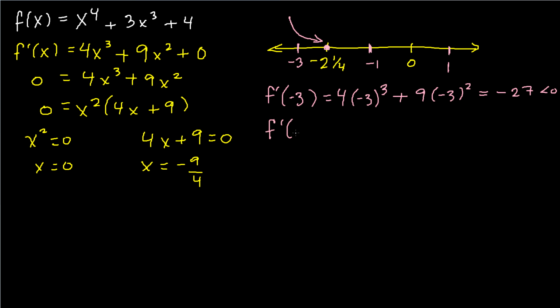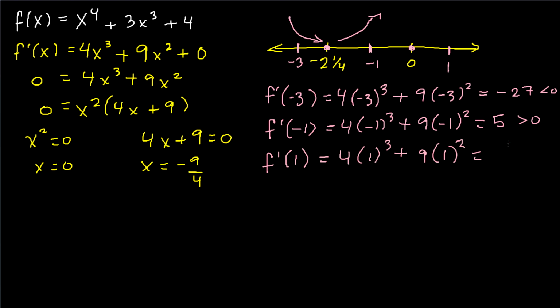So we look for the next one. Let's do negative 1. If we do 4 times negative 1 to the third power plus 9 times negative 1 to the second power, we get 5, which is greater than 0. That means this goes up all the way to this point. Then we try 1, which is equal to 13, which is also greater than 0. And you're like, huh? What do you mean? We're supposed to have a turning point here at 0, don't we? Yes, we do. What's going to happen is that this graph is actually going to look like that.